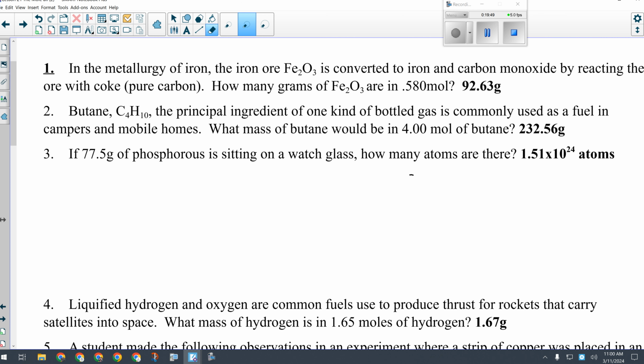How many grams? Right, which would be little m. They want me to solve for mass. Okay, this question is about solving for the mass of something. Okay, so I know in this question, mass is unknown.